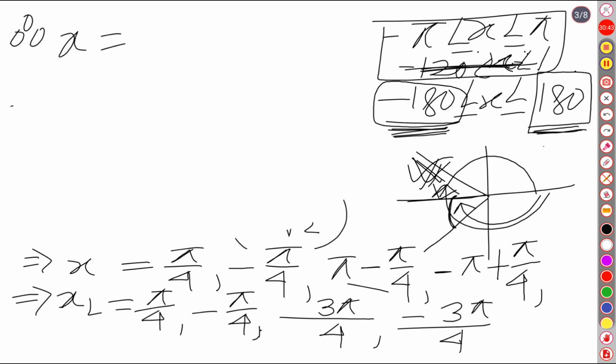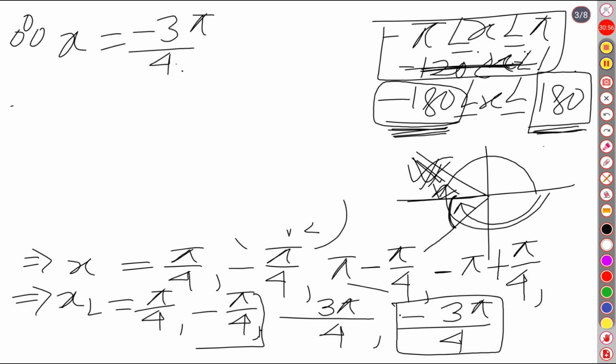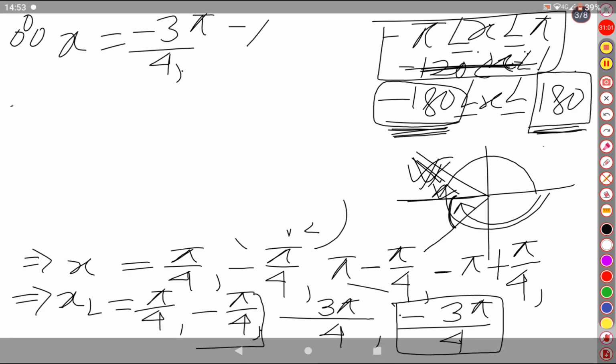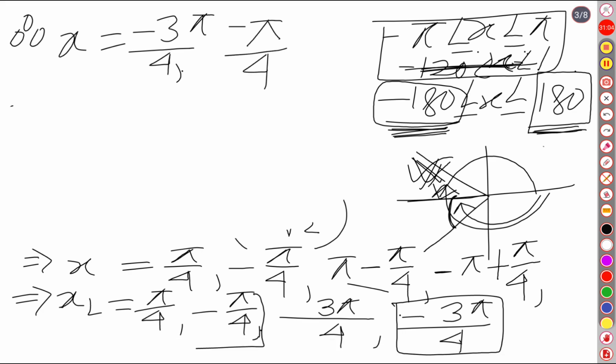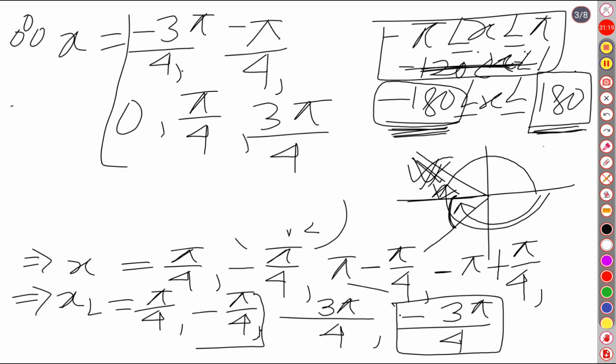The lowest of all values is negative 3 pi over 4. The second lowest is negative pi over 4. Then the third value is our 0. Then the fourth value is going to be pi over 4, and the fifth value is 3 pi over 4. So ultimately we have got a total of 5 roots of x.